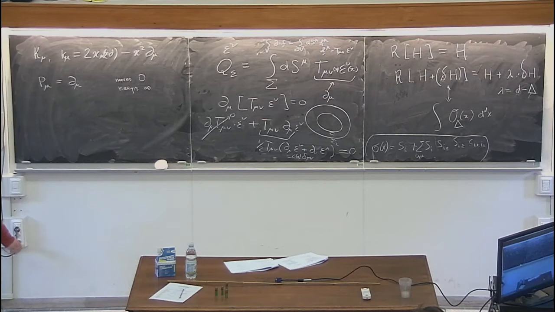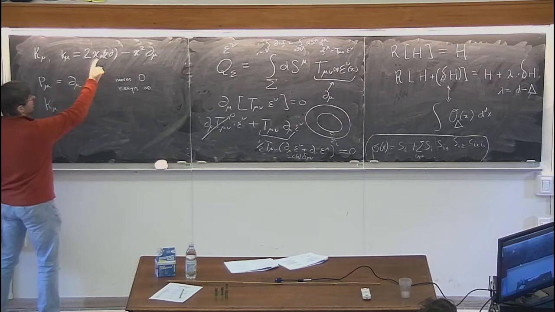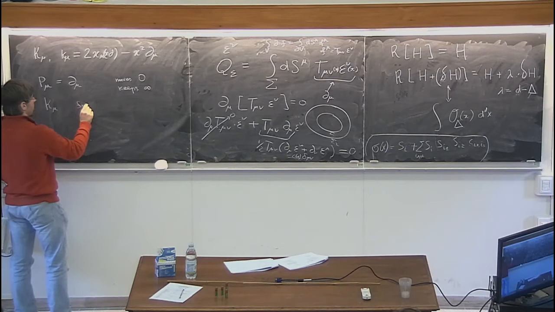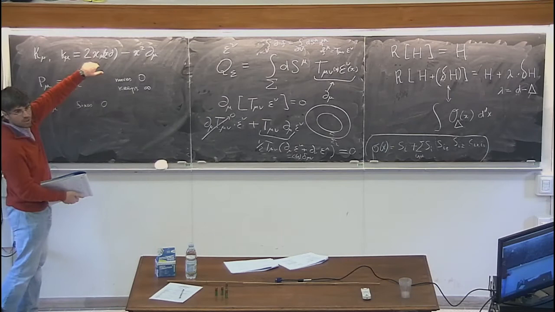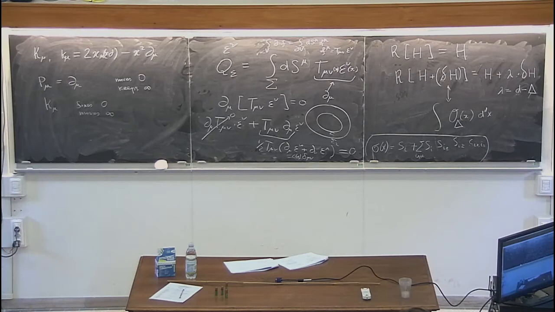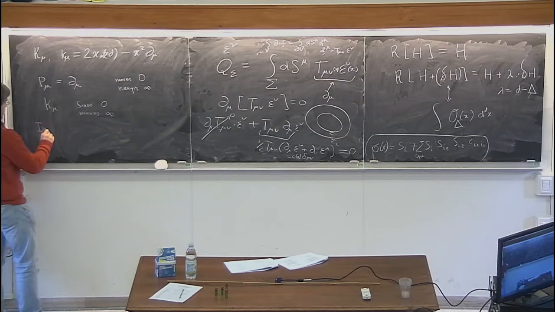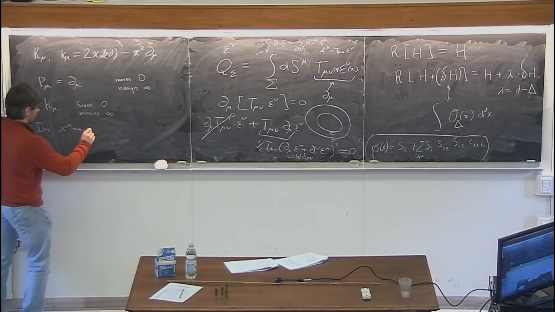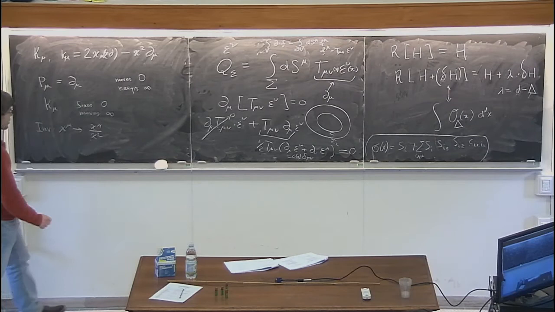On the other hand, this vector field K_mu vanishes at x equal to zero, so it fixes the origin, but it grows quadratically as x goes to infinity, so it moves infinity. It has this opposite structure with respect to P_mu, and actually this can be formalized by the following equation. Let's consider the inversion transformation. The inversion takes the point x_mu and maps it to x_mu over x squared. So in particular, it interchanges 0 and infinity.